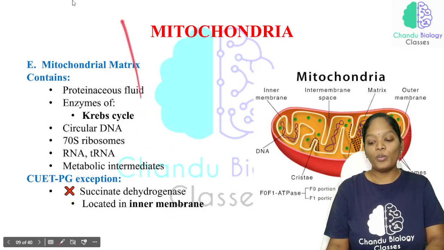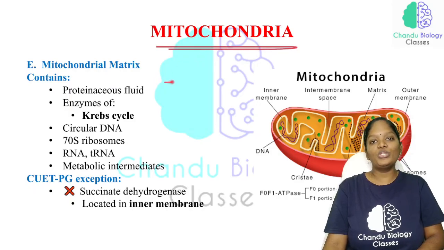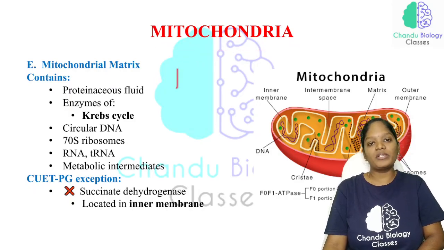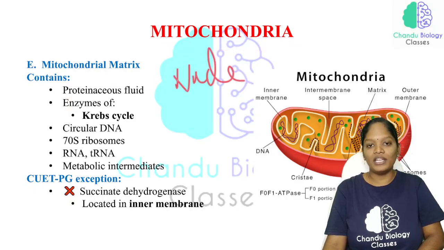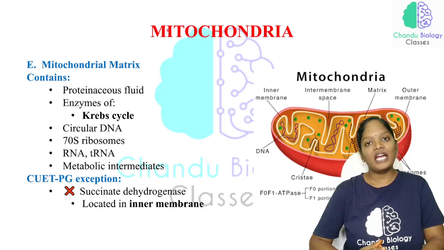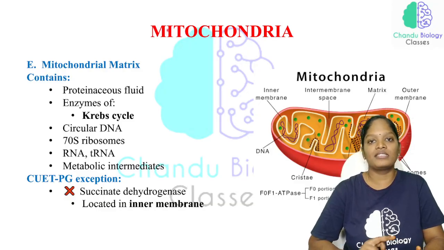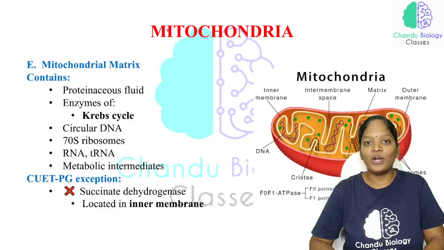See, a very, very important thing when it comes to the mitochondria: usually the genetic material DNA will be present in the nucleus. No doubt in that. Now, besides the nucleus, there are other organelles which also have DNA within them. One is plastids, chloroplast, and the mitochondria. So the chloroplast and the mitochondria have their own DNA.